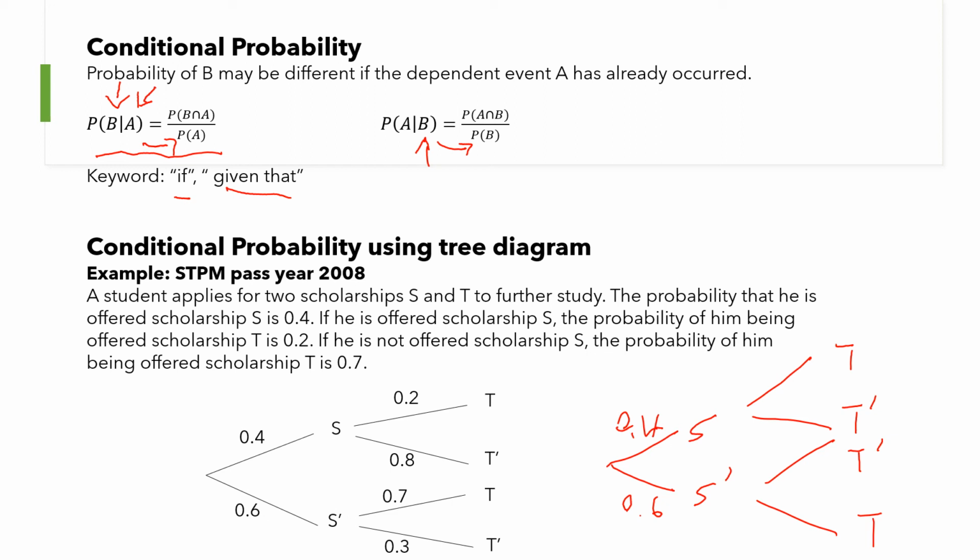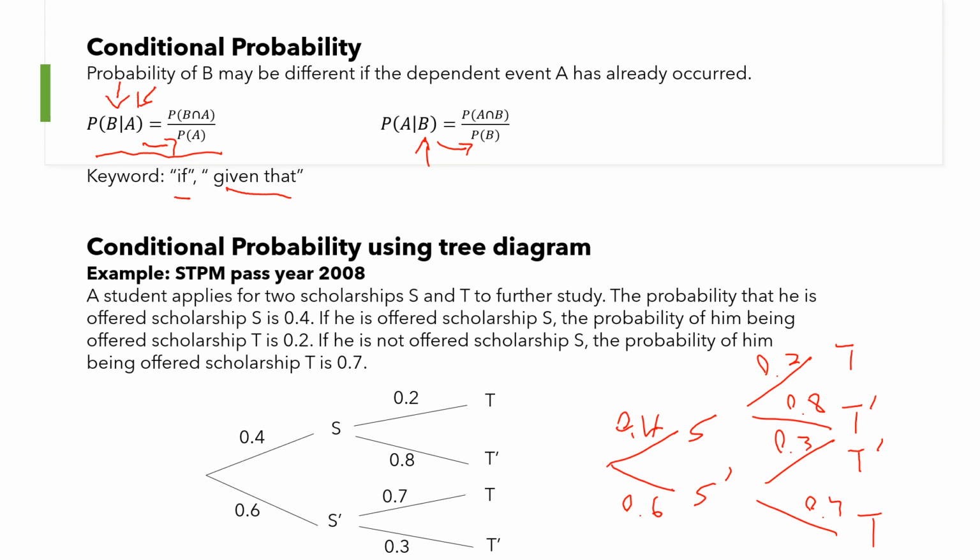Let's say if he gets scholarship S, the probability of him also getting scholarship T is 0.2. So the probability he didn't get T is 0.8, because 1 minus 0.2 is 0.8. They also say he is not offered scholarship S, and the probability of him being offered scholarship T is 0.7. So this is 0.7, and the probability that he did not get T is 0.3.